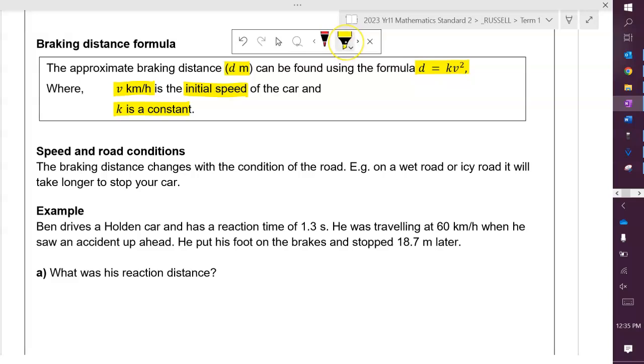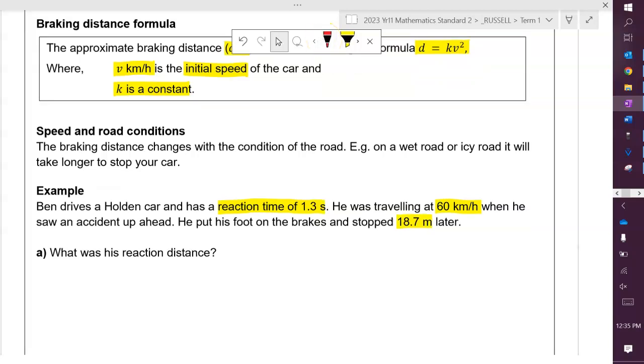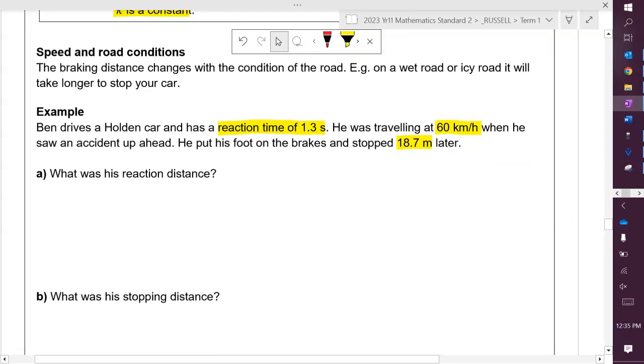So if we have our example, Ben drives a Holden car and has a reaction time of 1.3 seconds. He was travelling at 60 kilometres an hour when he saw an accident up ahead. He put his foot on the brakes and stopped 18.7 metres later. So the first thing we're calculating here is his reaction distance. But because I have his reaction time in seconds and our travelling speed in kilometres per hour, I need to change my kilometres per hour into metres per second.